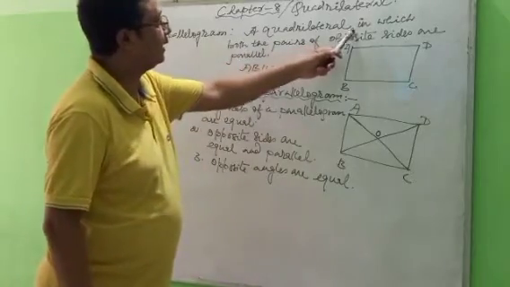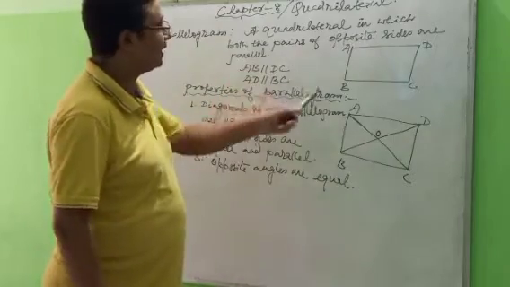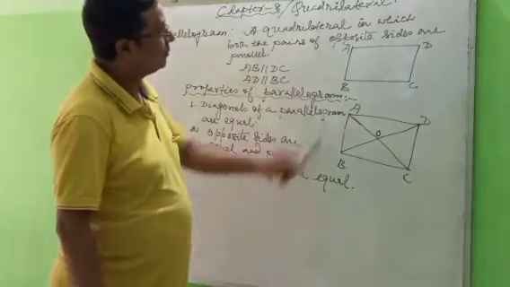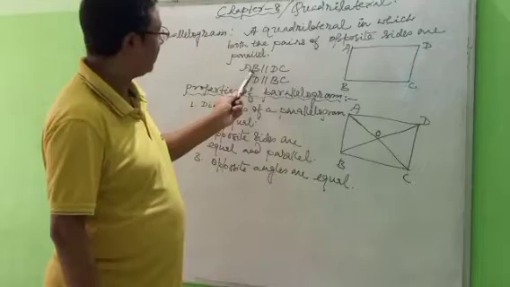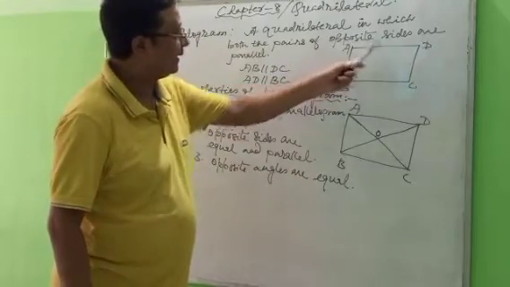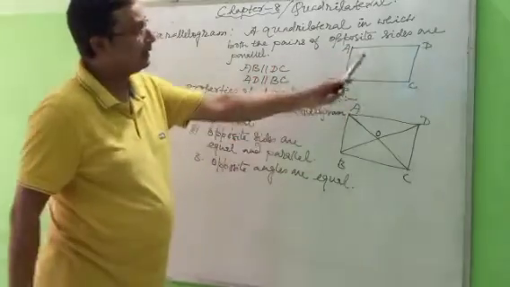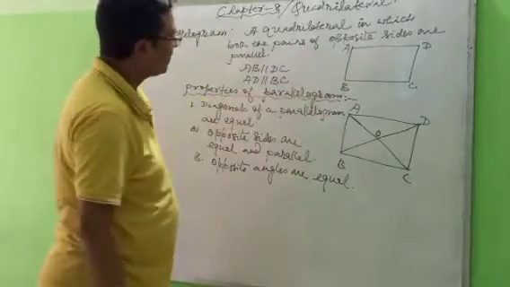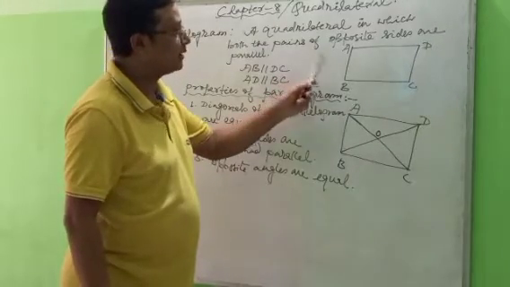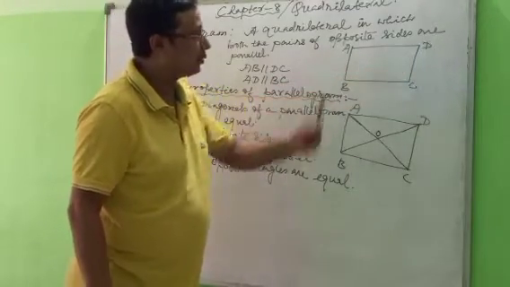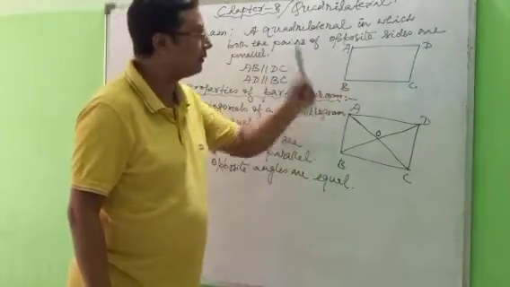A quadrilateral in which both the pairs of opposite sides are parallel. To define a parallelogram, you have to make the two opposite pairs of sides parallel. That means AB is parallel to DC, and AD is parallel to BC. If both the pairs of opposite sides are parallel, then this will be called a parallelogram. So if they ask you how you define a parallelogram, the simple answer is: if in a quadrilateral both the pairs of opposite sides are parallel, then that will be called a parallelogram.